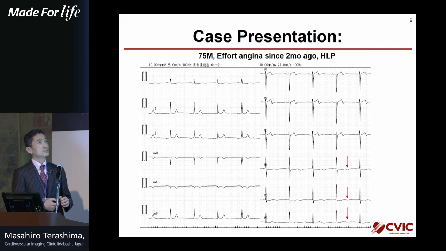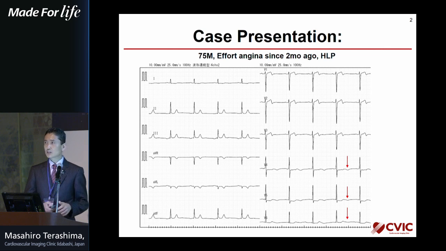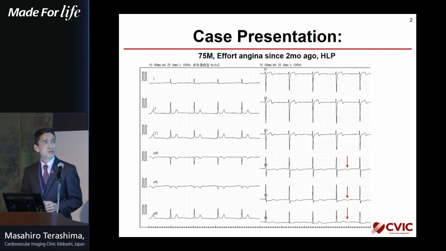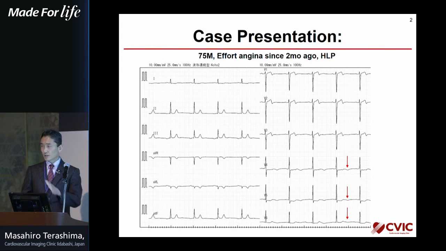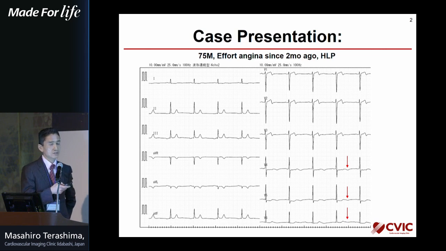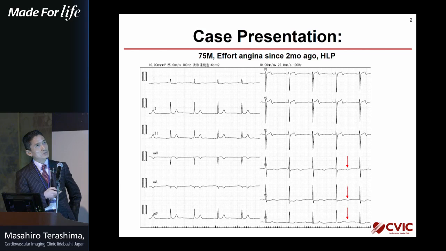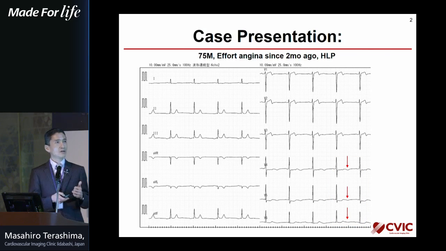So this patient is 75 years old, with effort angina since 2 months ago. This patient was referred to our imaging center from a university. As you cardiologists can see, based on the EKG, there is a biphasic T wave and also a negative U wave, which is typical for severe myocardial ischemia.